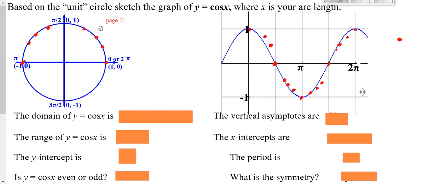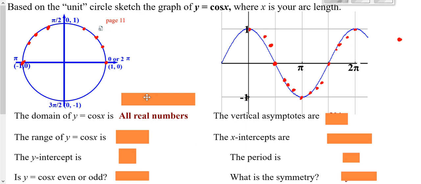Cosine and sine are really the same graph, but one of them is shifted a little bit horizontally compared to the other. But other than that, they're the same graph. So since they're the same graph, just shifted, your domain's going to be the same. Your range is how far up and down it goes, which is from 1 to negative 1. In this case, our y-intercept where we cross the y-axis is at 1. We have no vertical asymptotes.